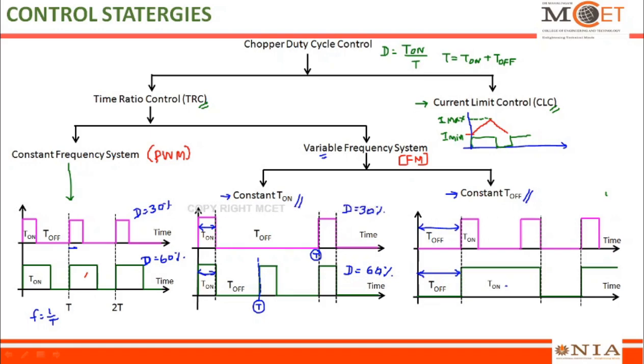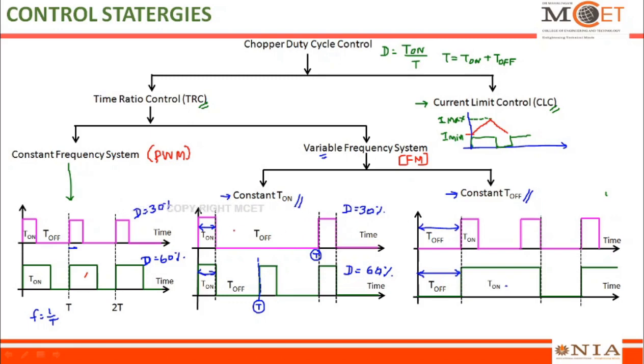The second important point is, since in the variable frequency system the frequency is varied, there may be a possibility of interference with signaling and telephone lines in the frequency modulation technique, which will unnecessarily create disturbance in both the telephone lines as well as in the power circuit of the chopper. So we have to avoid this variable frequency system.